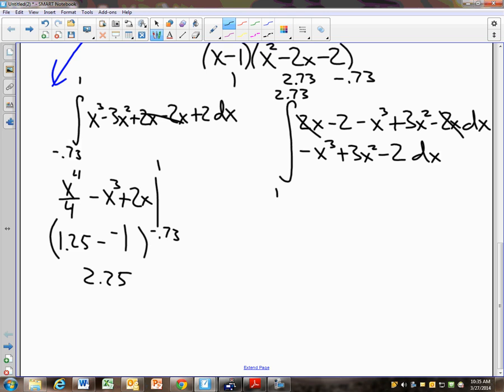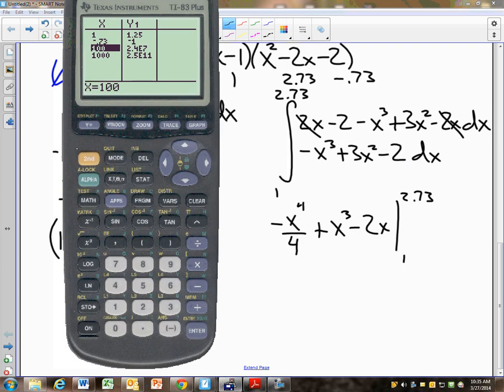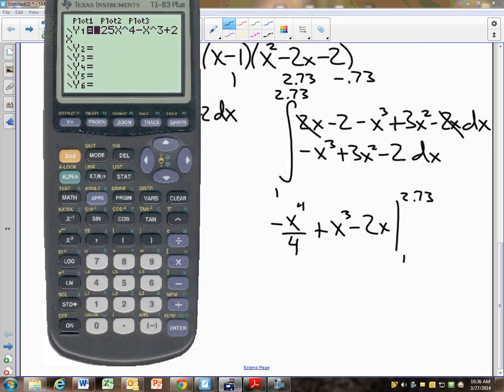Well, no, area between two curves will always come out positive. Yes, this is negative, but when we plug in these values, we'll still get positive results. So as we work through this, you end up with negative x to the fourth over 4 plus x to the third minus 2x evaluated at 2.73 and 1. So on my calculator, all I have to do is when I go into my y equals, I can just insert a negative and a parenthesis to make the whole thing negative, because I'm just dealing with the negative integral, right? It's the exact same thing. So I just save some time.